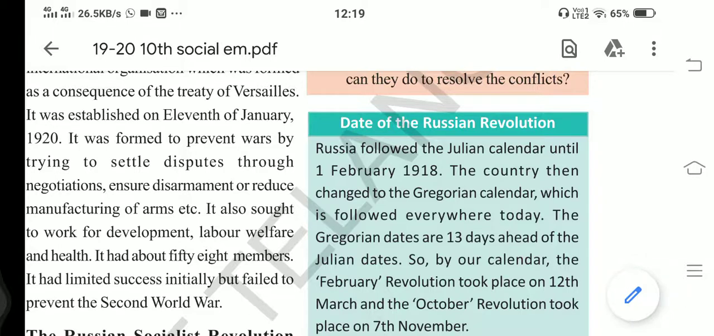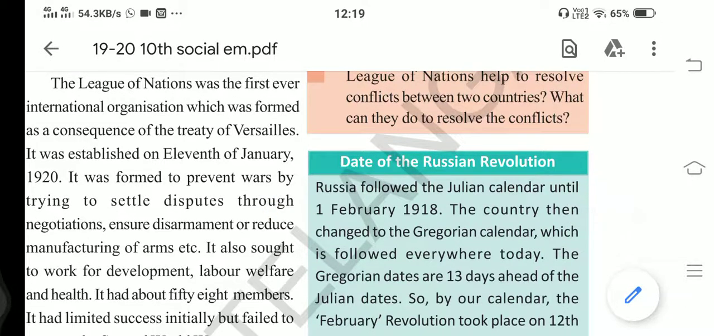Understand? So whatever it may be, it is the Russian Revolution 1917 which occurred. Due to this Russian Revolution, Russia withdrew from World War One. Okay, here we stop our topic.